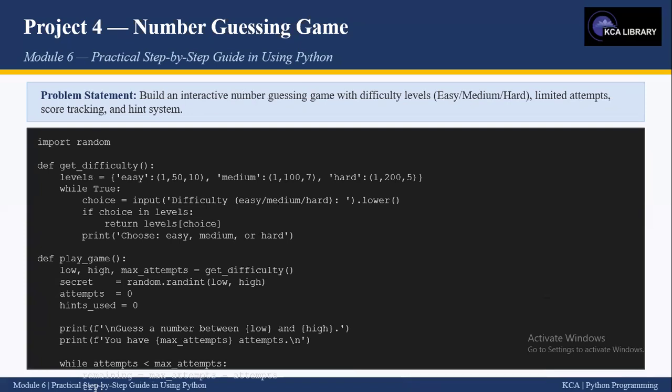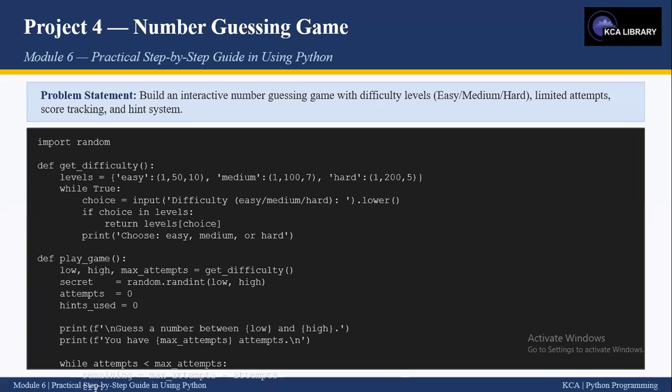Project 4, that is a number guessing game. The fourth project is a number guessing game with difficulty levels, limited attempts, a scoring system, and a hint mechanism. The get_difficulty function returns a tuple containing the lower bound, upper bound, and maximum number of attempts for each difficulty level: easy, medium, or hard.